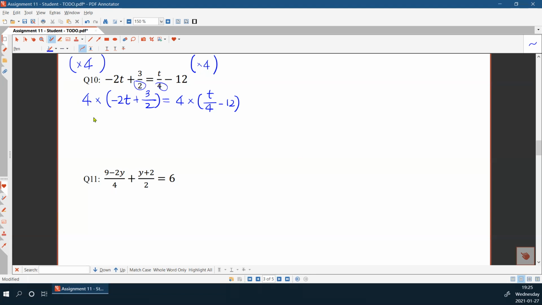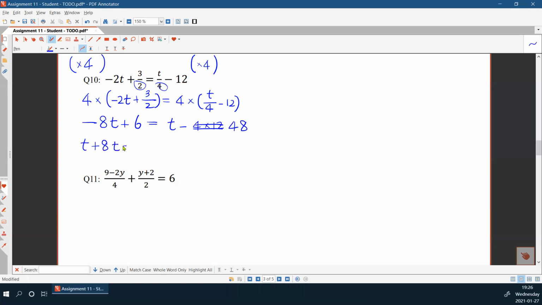Okay, so by distributive laws, for the left hand side of the equation, we will have minus 8t, right? And then plus 4 cancels with 2, leaves us a 2 times a 3, which leaves us a 6 equals, okay. Again, we're going to use the distributive laws, which gives us t minus 4 times 12, right? 4 times 12 is 48, okay? And now this time, all the coefficients and constants are integers, which looks nicer, right?